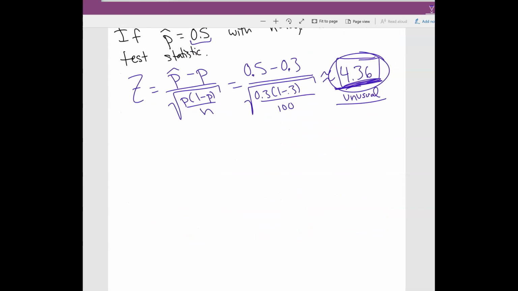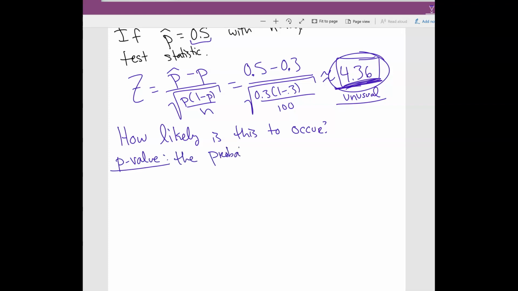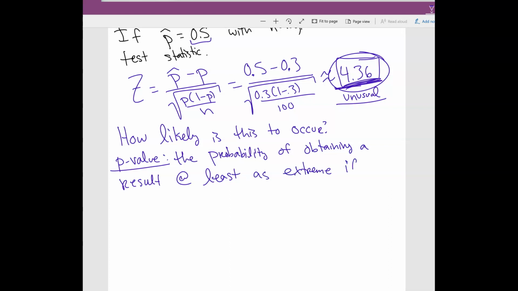So what we really want to find out is how likely this is to occur, okay? And that's what we call the p-value. The p-value is basically the probability of obtaining a result at least as extreme if the null is true. So it's such a mouthful.